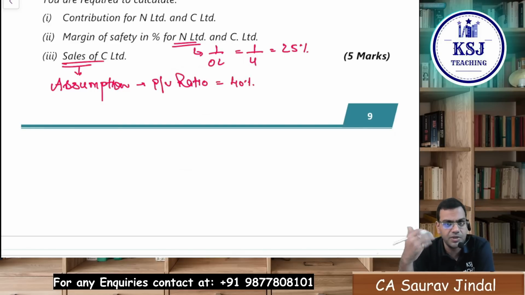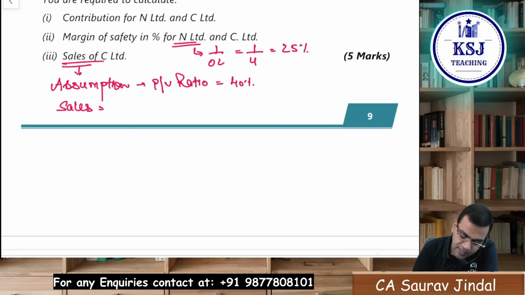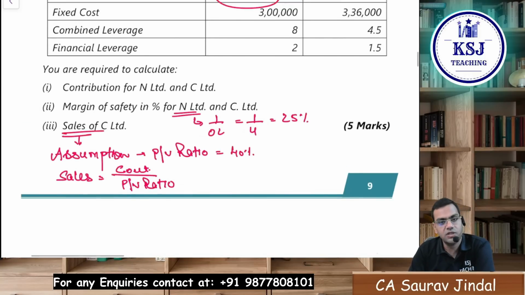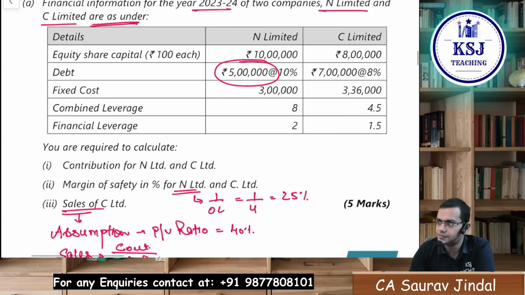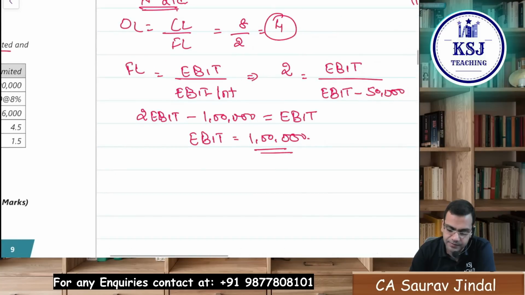You can assume it to be 30%, 20%, or anything. Now contribution you have already calculated in the first part, so sales you can calculate. Sales is equal to contribution divided by PV ratio. This was a technical problem, missing information in the question, so any assumption is valid. They have assumed 40%. You can assume 30%, 35%, 40%, an approximate PV ratio. Fine, clear? So this is question number 1A part.